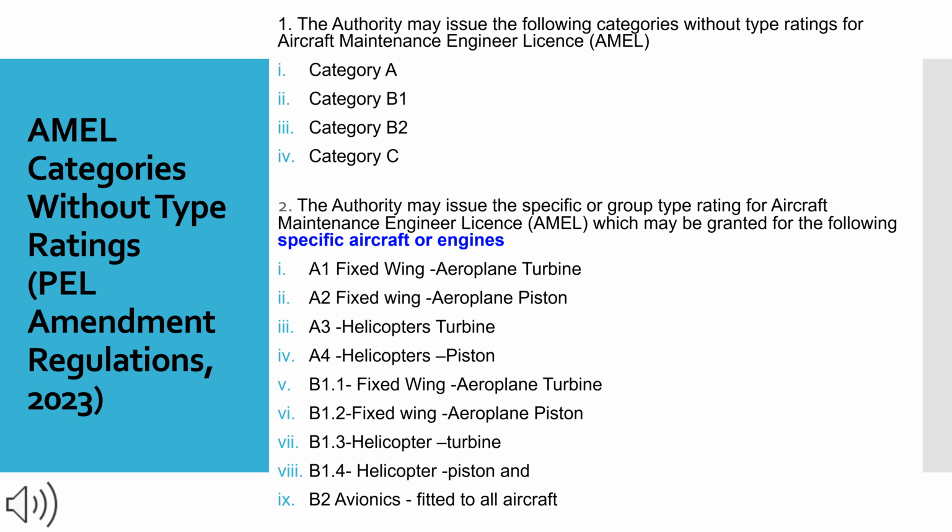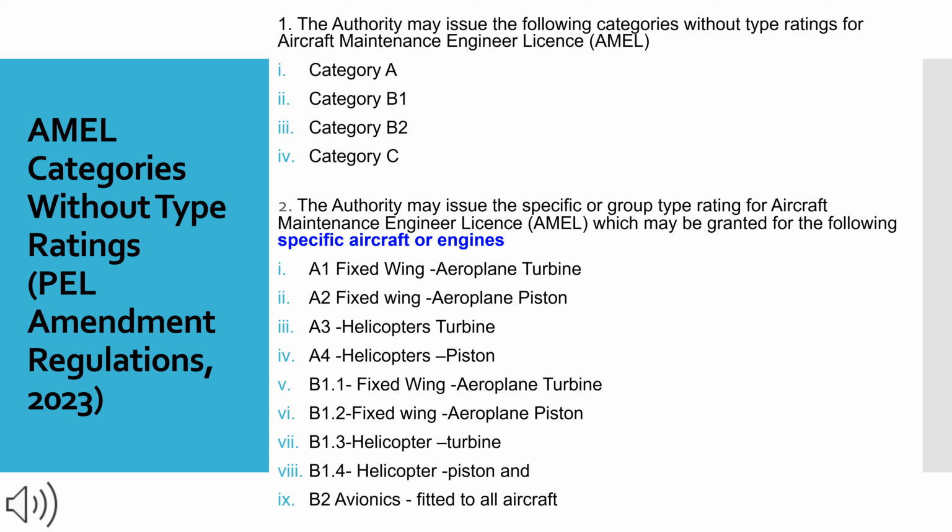Also, the authority may issue specific or group type ratings for aircraft maintenance engineer license, which may be granted for the specific aircraft or engines as follows. Category A1, fixed wing aeroplane turbine. Category A2, fixed wing aeroplane piston. Category A3, helicopters turbine. Category A4, helicopters piston.